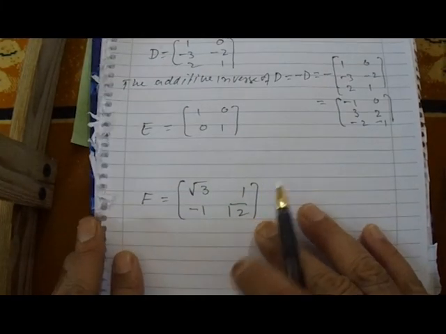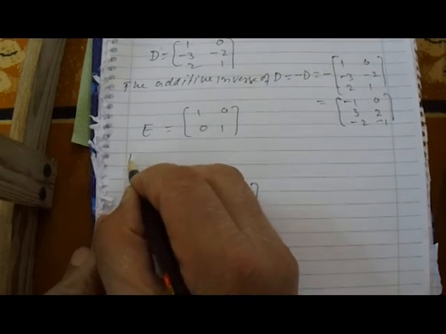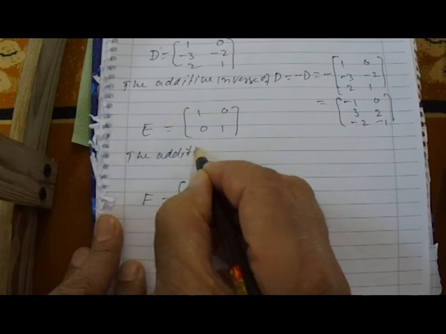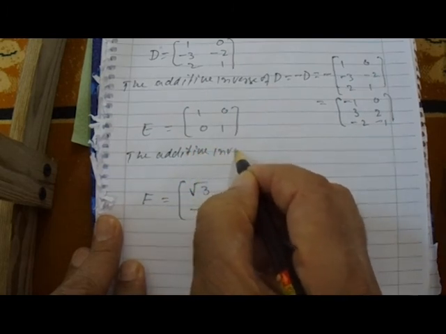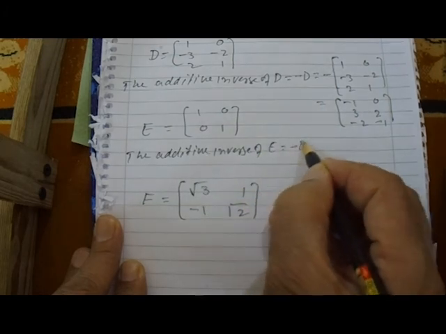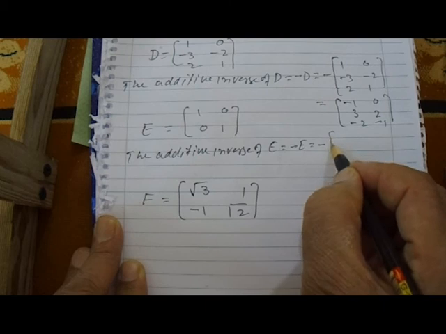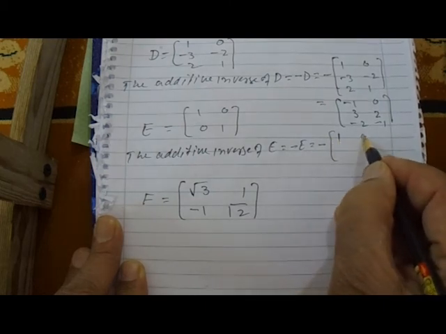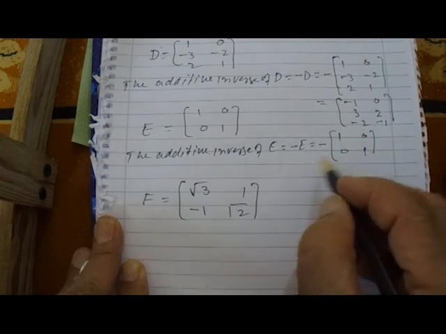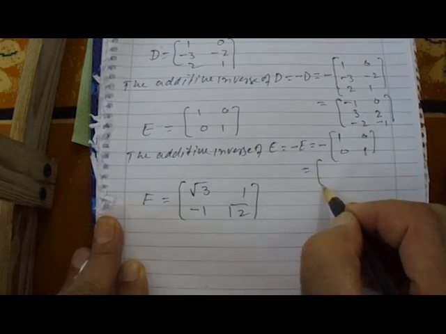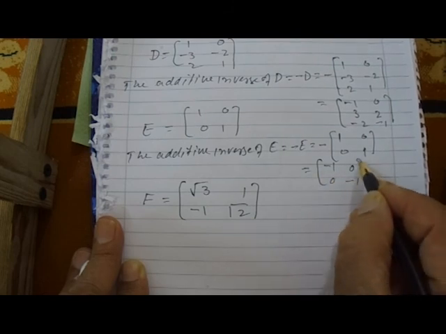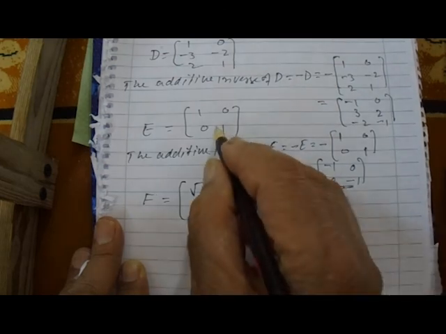Now again the E matrix, you write here the additive inverse of E is equal to minus E. Now you put the E matrix 1, 0, 0, 1, and you change the sign of the elements, and you get here minus 1, 0, 0, minus 1. Now it is the additive inverse of this matrix.